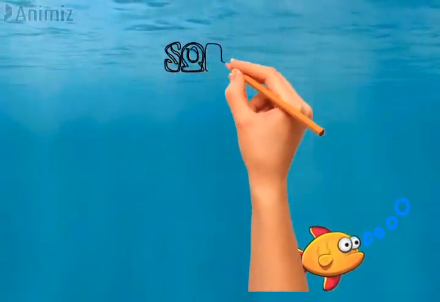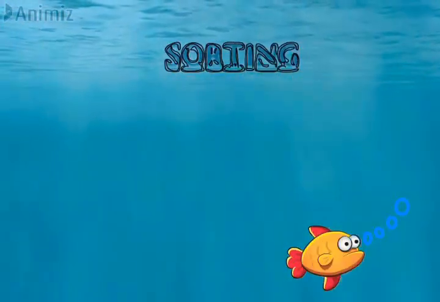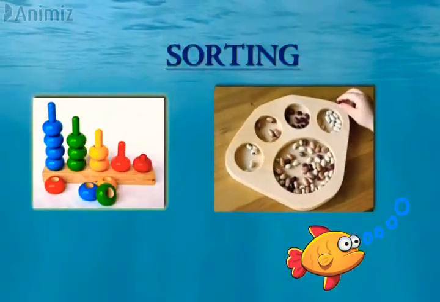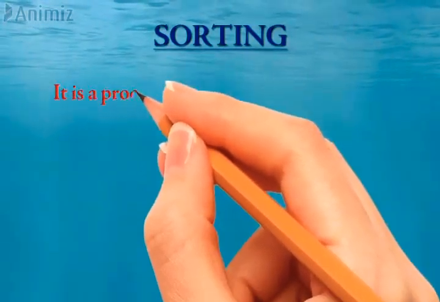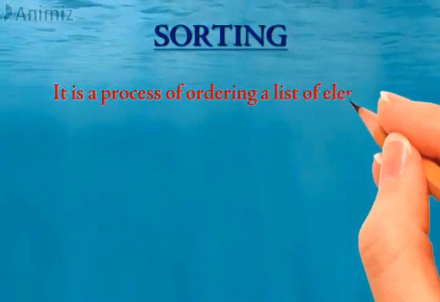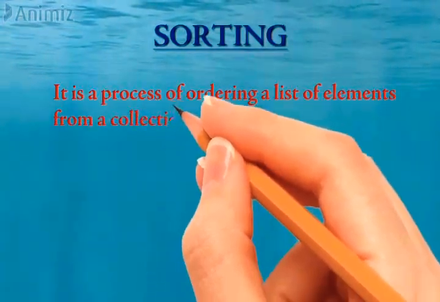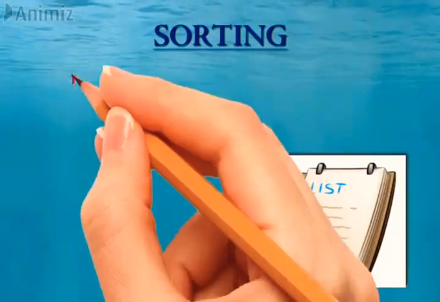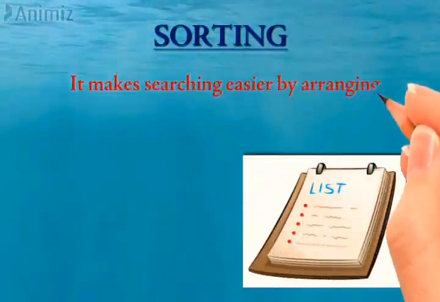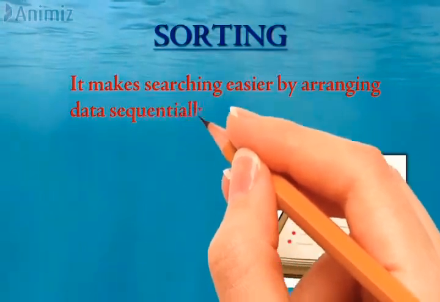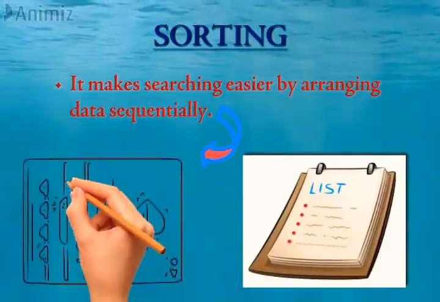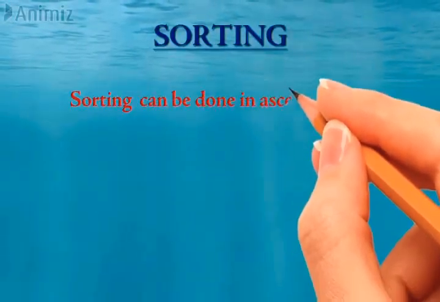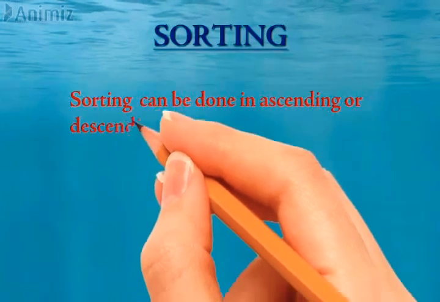So, first of all, we will see what is sorting. It is a process of ordering a list of elements from a collection in some kind of order. It makes searching easier by arranging data sequentially. Sorting can be done in ascending or descending order.